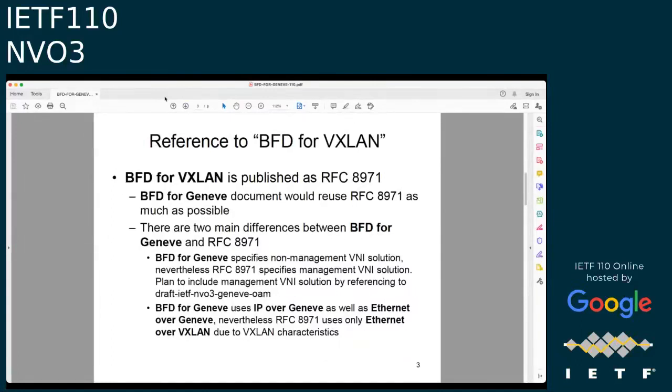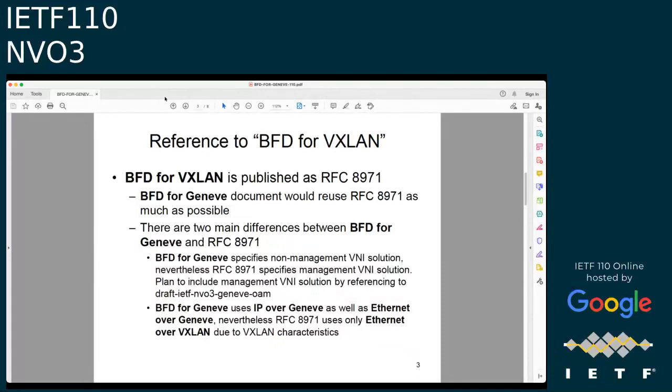For the BFD for Geneva draft, except for Geneva tunnel encapsulation, BFD for VXLAN is also one of the most relevant documents, which is now RFC 8971. Considering the similarities between BFD for Geneva and BFD for VXLAN, the BFD for Geneva document would reuse RFC 8971 as much as possible.